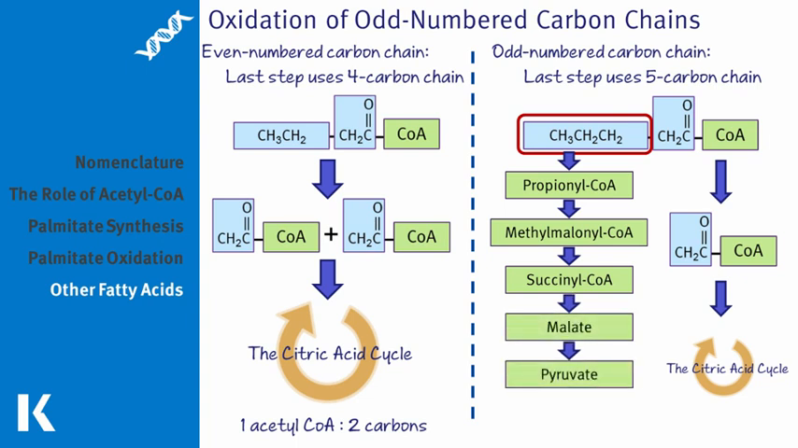Succinyl-CoA doesn't directly enter the citric acid cycle, but must first be converted to malate. Malate can then be transported to the cytoplasm and converted to pyruvate by malic enzyme. Pyruvate can then enter the citric acid cycle in the mitochondria or participate in gluconeogenesis. This is an important detail here. Odd-numbered chains, in contrast to even-numbered chains, can be converted to glucose.